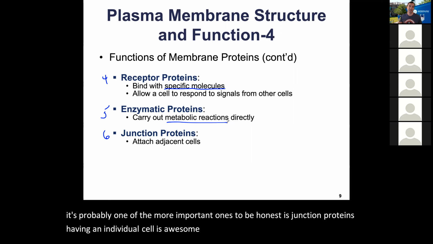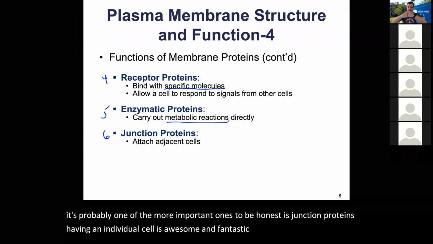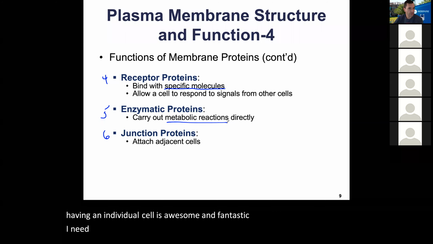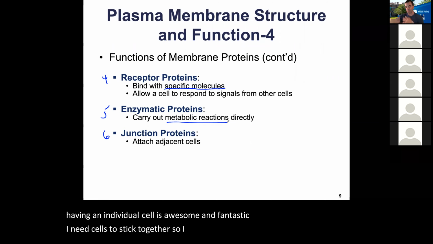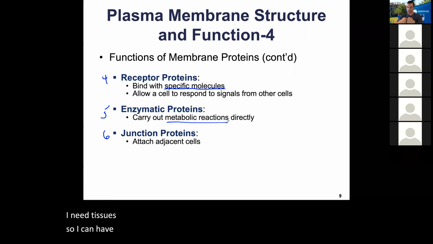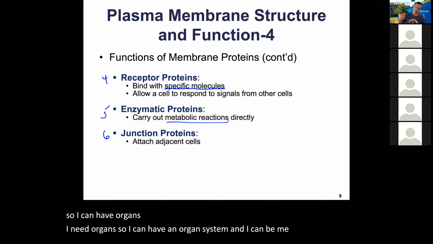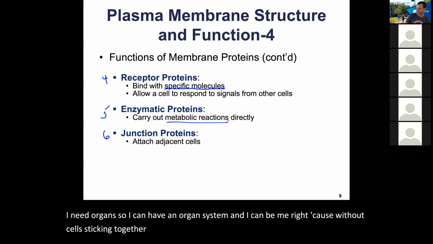Because without cells sticking together, who cares, right? Doesn't matter. I need cells to stick together to get more complex structures, tissues, to get more emergent properties. And it's the ability for all these various different cells to stick together that allows us tissues and organ systems and the organism itself. Very important, those junction proteins.